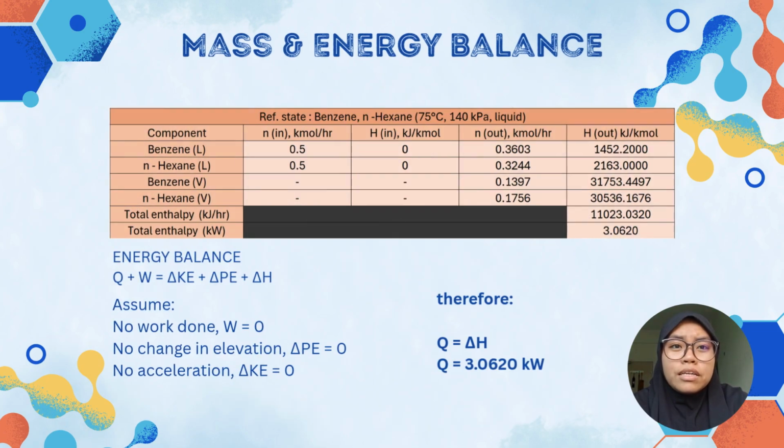Next, we calculate the heat required by the system. First, we choose our reference state at 75 degrees C and 140 kPa in liquid form, which makes the inlet enthalpy 0. By applying the general energy balance equation and assuming no work done, no change in elevation and no acceleration, the equation simplifies directly to Q equal to delta H. Based on our calculation, the required heat input Q for our flash drum is exactly 3.0620 kW.